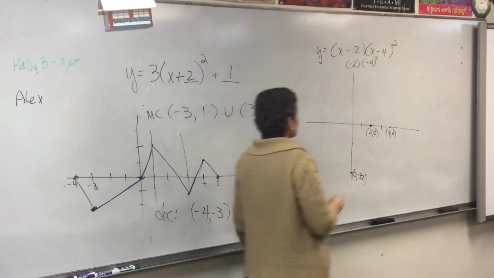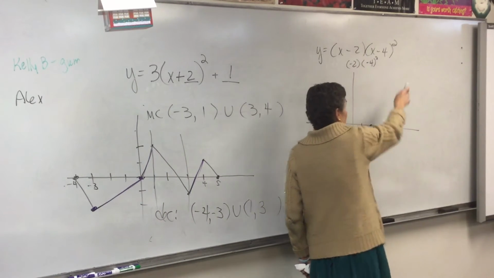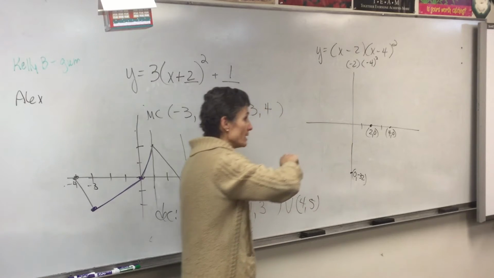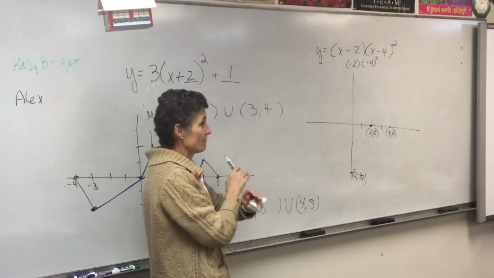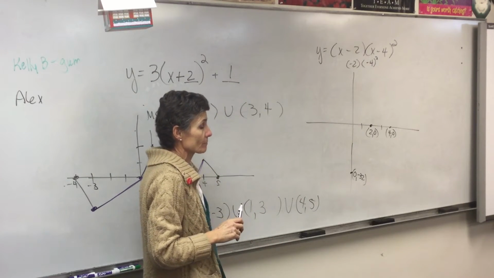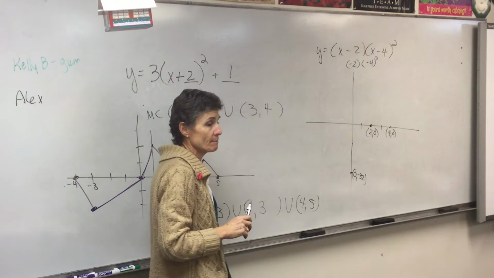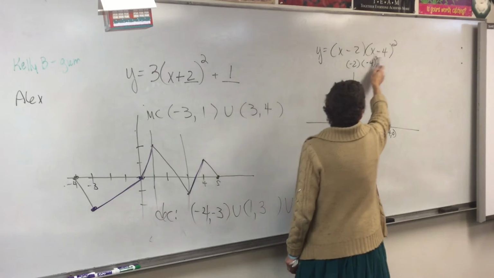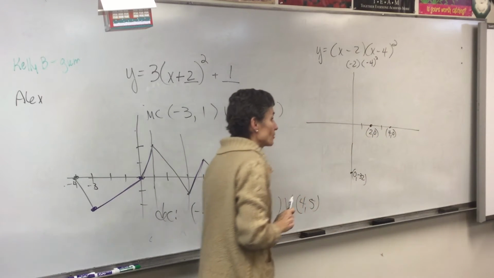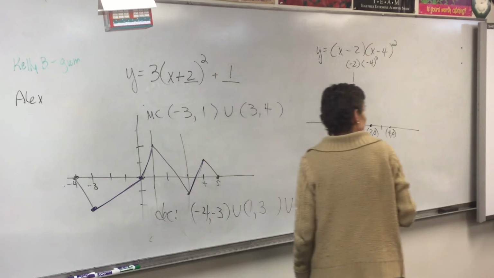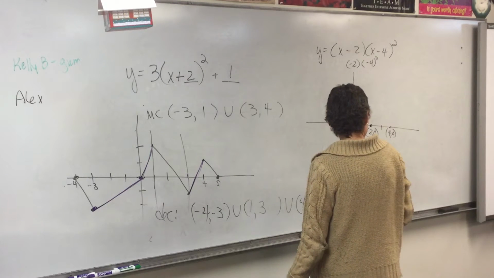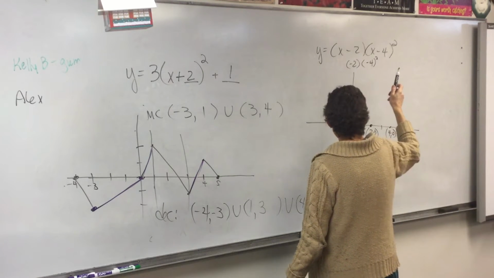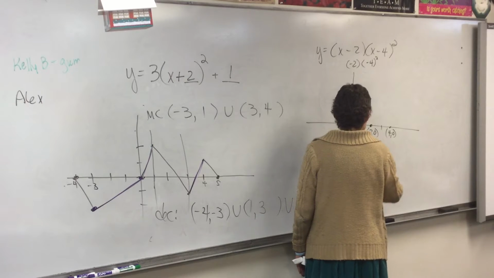If you multiplied out this problem, it would be x to what power if you multiplied it all out? X to the third. Kids, there's 3 x's, aren't there? X to the third. What do we know about x to the thirds? They start down and end up. So this thing starts down here.